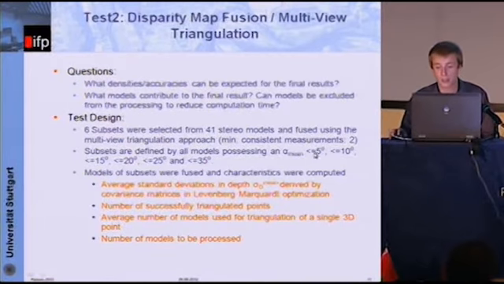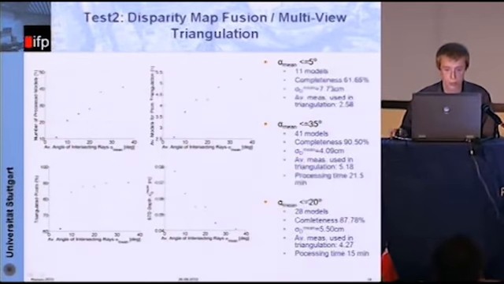Accordingly, the first subset is all stereo models providing alpha mean smaller than 5. The second subset is all models smaller than 10 degrees, then smaller than 15 degrees, smaller than 20, 25, and 35 degrees. We take a look at the average standard deviation in depth, which was calculated by the analysis of covariance matrices of the actual object point triangulation. Then the number of successfully triangulated points, the average number of models used for triangulation of one object point, and the number of models to be processed. So these are the charts here.